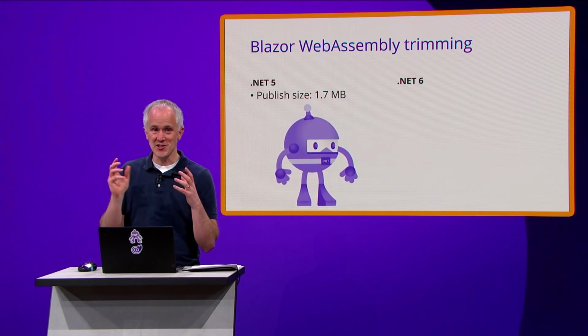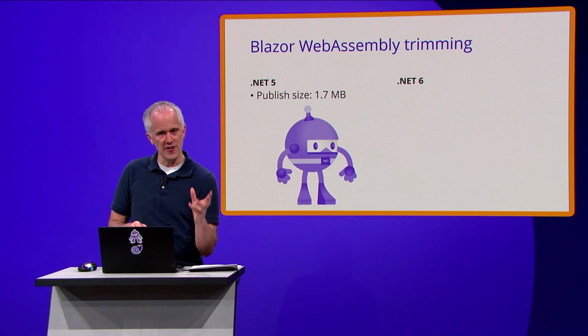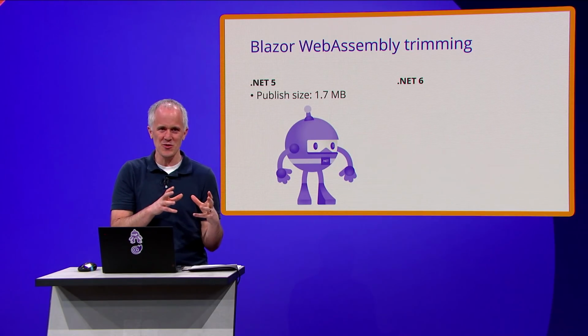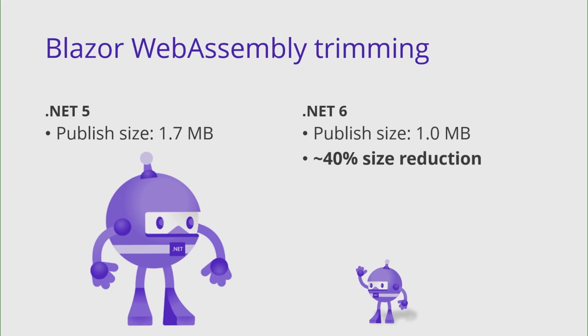And then Blazor WebAssembly apps in .NET 6 have gotten way, way smaller. I think in .NET 5, if you built the smallest Blazor WebAssembly app you could, it was about 1.7 megabytes. That's about as small as you could get it if you removed all the extra stuff. In .NET 6, thanks to a whole bunch of work on the .NET IL linker and on that .NET WebAssembly build tools, we can actually get a Blazor WebAssembly app in just about a meg. It's about a 40% reduction.